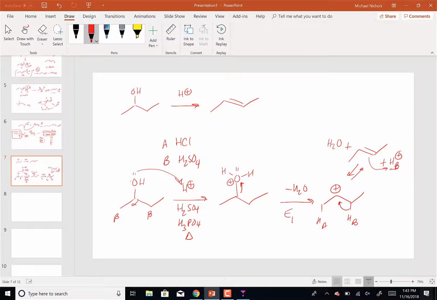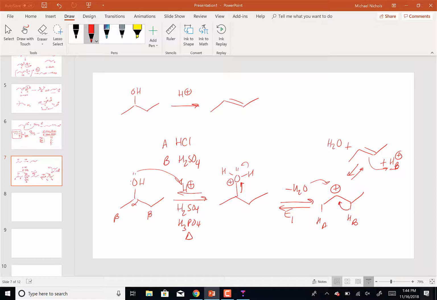Then what happens to the carbocation? The water comes in and attacks it so that I form the oxonium ion. That step we've seen before. That is the second step of SN1. And then what happens? I lose an H plus to get the alcohol.